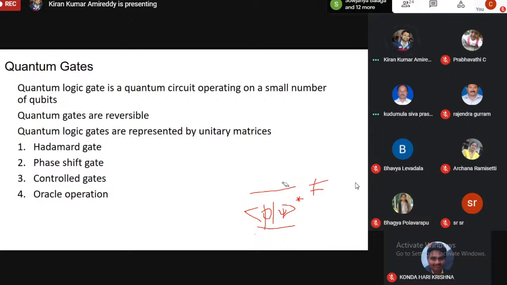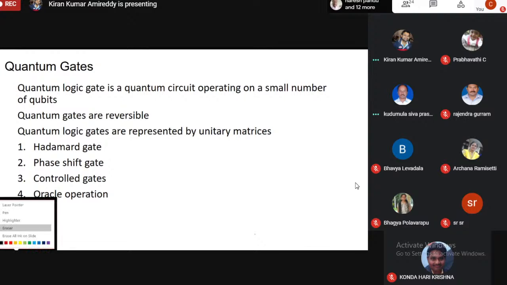Is there any problem solving the assignment or the next problem I gave? Hope it is clear. Is there any misunderstanding, any doubt in yesterday's session? So I'm assuming everything is clear. Then we'll proceed to the quantum gates.